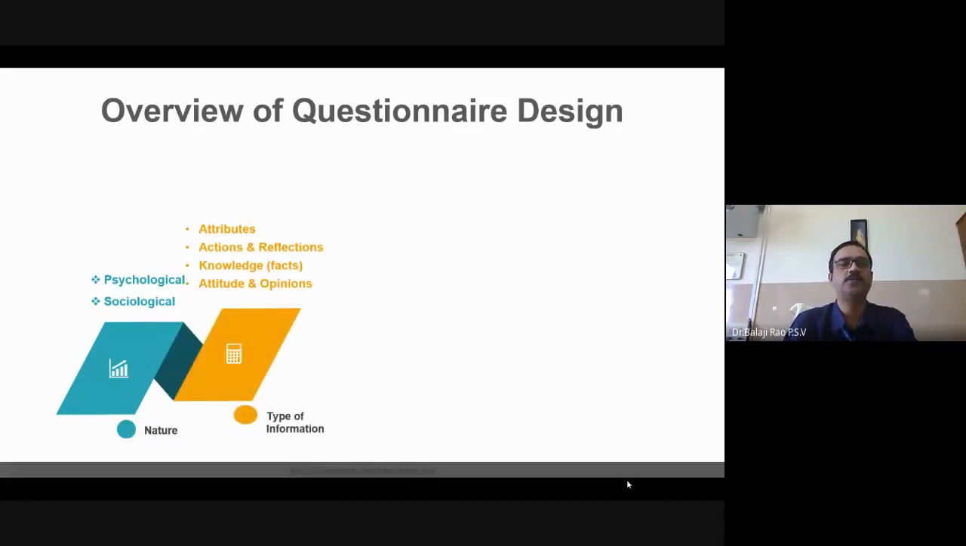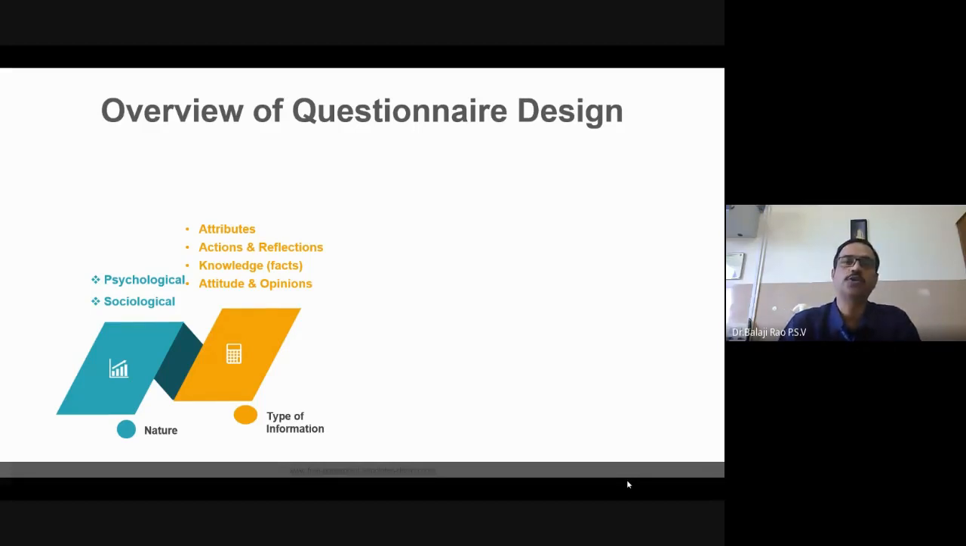Well, the other part is what the tool is used for, what kind of information it has to extract. One of the kinds of information we classify as attributes. When I say attributes, it's nothing but the demographic factors here, that is the age of an individual, color, height, gender, educational qualification, etc.